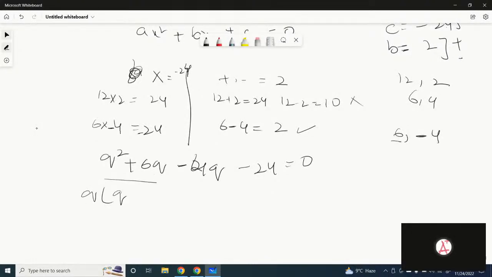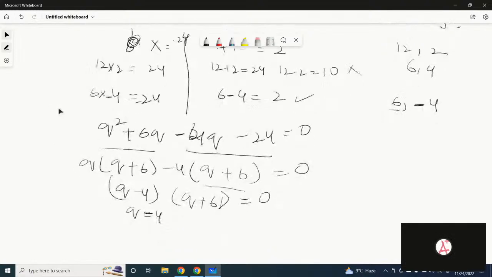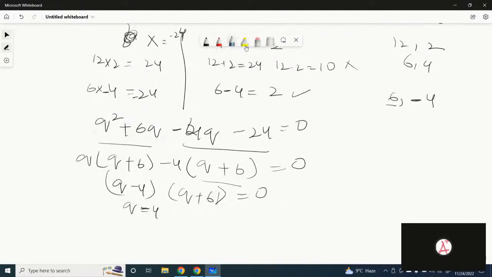So you're left with q plus 6. You can take common negative 4 from here. It would be q plus 6 because 4 times 6 is 24. Got it? It would be q minus 4 and q plus 6, because q plus 6 is common and you're left with q minus 4 equals 0. So which property should we use? Zero product property. Let's just use the zero product property.